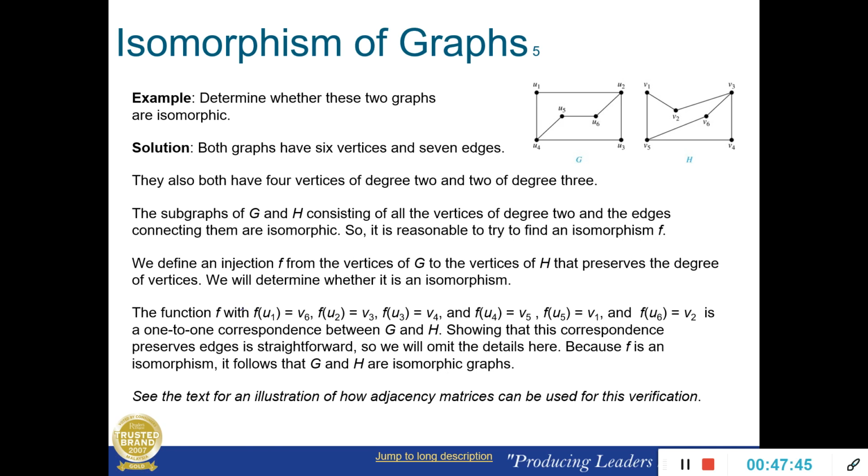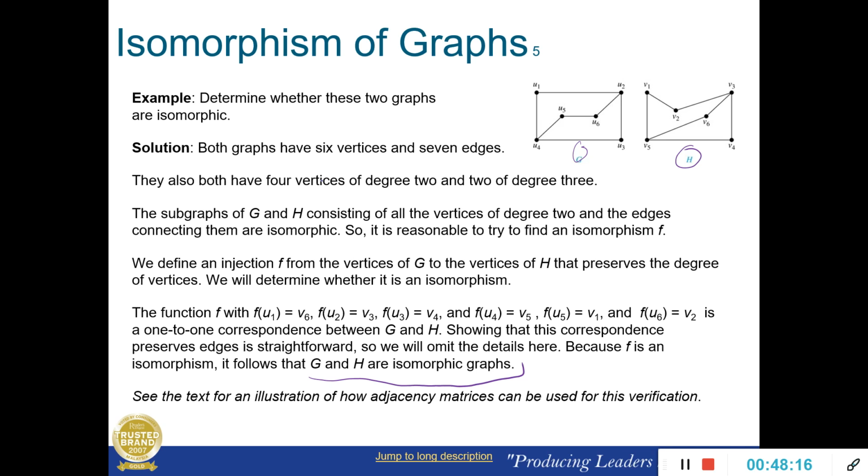you can check the function f of u1 is equal to v6. Function of vertex u2 is equal to v3 and so on. So this graph G and H is isomorphic. Okay. Showing that this correspondence is straightforward, so we will omit it. Since f is an isomorphism, G and H are also isomorphic graphs.